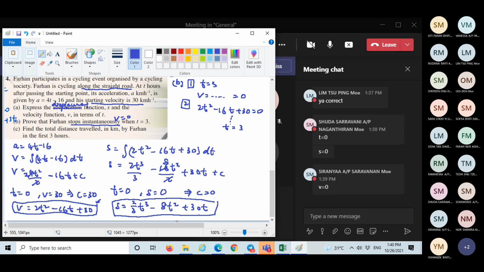Now we go to number C. Find the total distance traveled in the first 3 hours. There are the words first 3 hours. I know already that when t equals 3, V equals 0, but that's not necessary. I'm scared there is another time it stops also, so I have to find. I better use this second method so that I know there are two t values, so that I know whether it stops at another t or not.